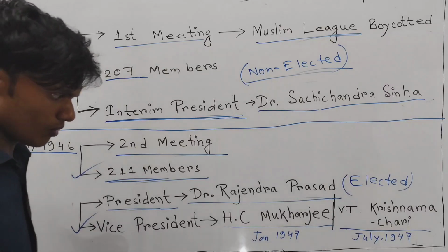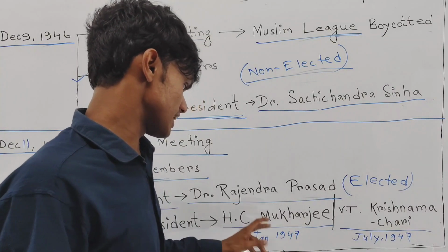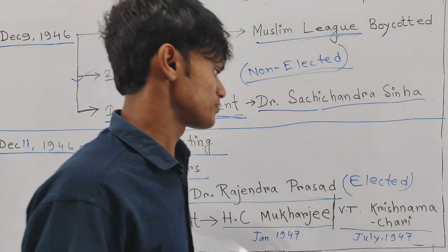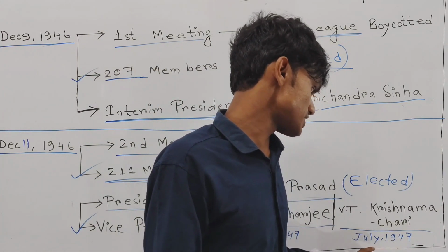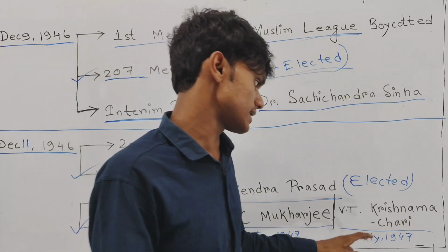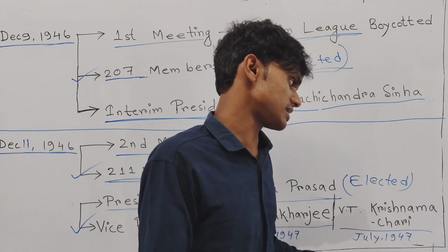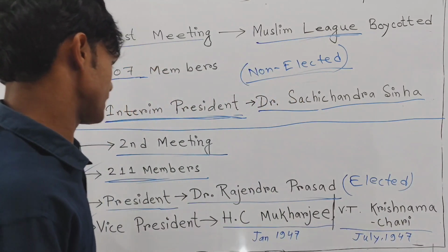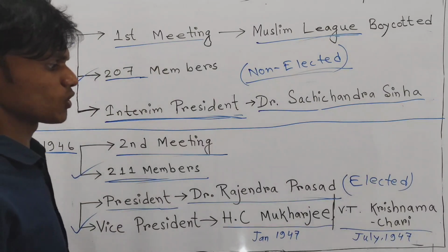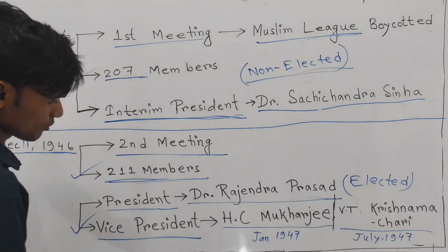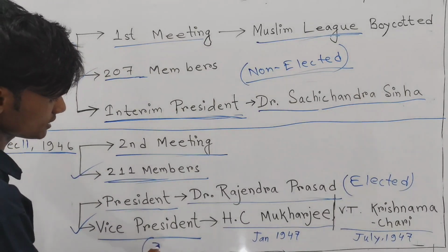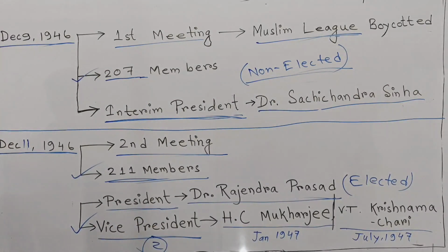And the vice president elected in January 1946 was H.C. Mukherjee, and after some months, in July 1947, V.T. Krishnamachari was elected by the members of the Constituent Assembly. So in the Constituent Assembly of India there were two vice presidents.